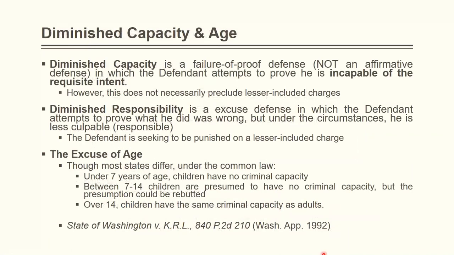So if we move on to diminished capacity and age, this is also part of the reason I hate children, and we're going to talk about why. Diminished capacity is actually not an affirmative defense. It is a failure-of-proof defense. Basically, the defendant attempts to show that the prosecution did not prove he was capable of the requisite intent.